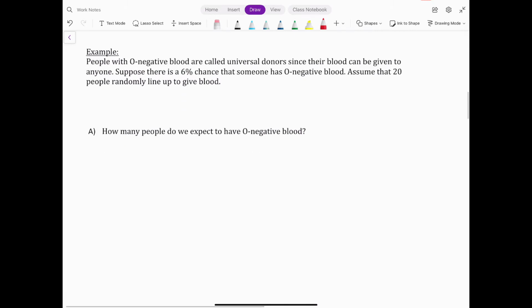All right, so similar to what we did with the geometric probability, let's look at some O-negative people, right? So people with O-negative blood are called universal donors since their blood can be given to anyone. Suppose there is a 6% chance that someone has O-negative blood. Assume that 20 people randomly line up to give blood. How many people do we expect to have O-negative blood? So the first thing you should do is, once again, define what you mean by success. In this problem, success is that someone has O-negative blood.